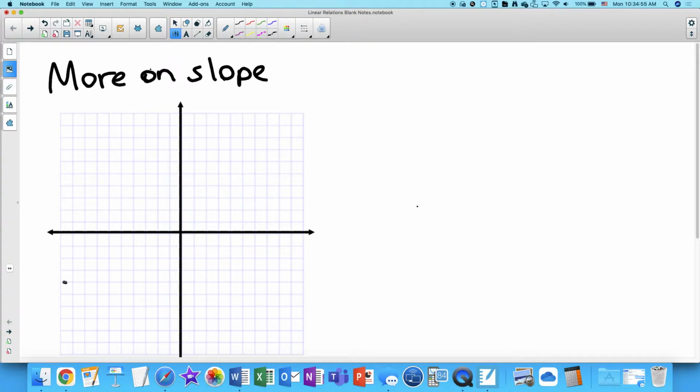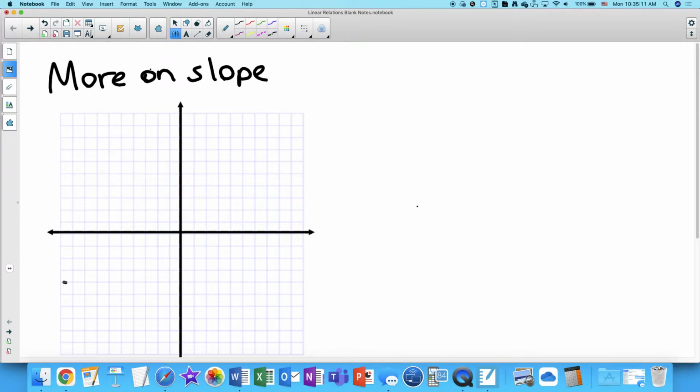So it represents the same thing. Slope does not need to include units. And we're sort of just going to focus more in on that in this unit. So you'll probably hear me talk way more about slope than rate of change, okay?